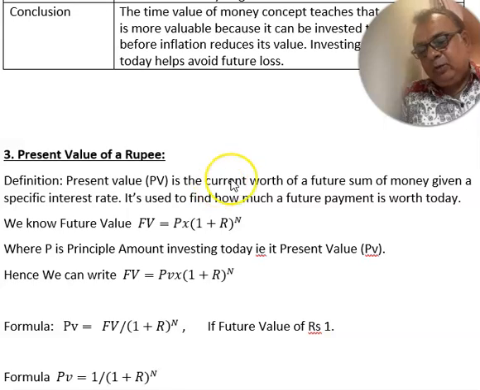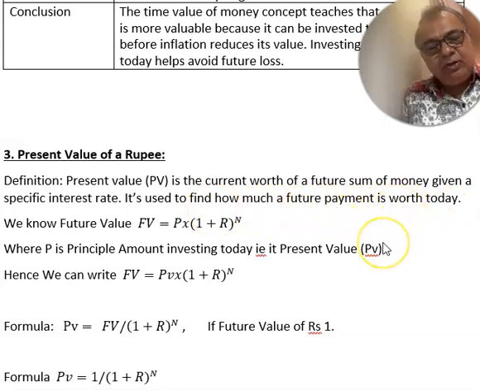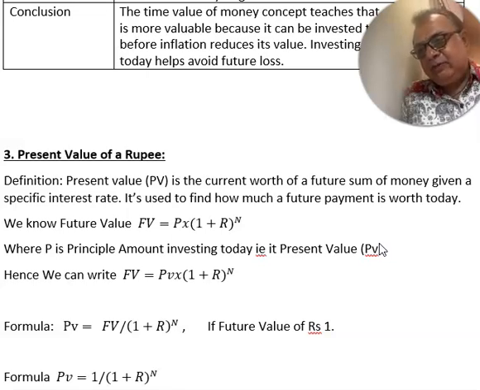Now, present value of rupees. Present value is the current worth of a future sum of money given a specific interest rate. It is used to find how much a future payment is worth today. आपका कोई फ्रेंड 10,000 रुपए 1 साल के बाद में देता है, आज उसका क्या वैल्यू रहेगा? That is called present value.